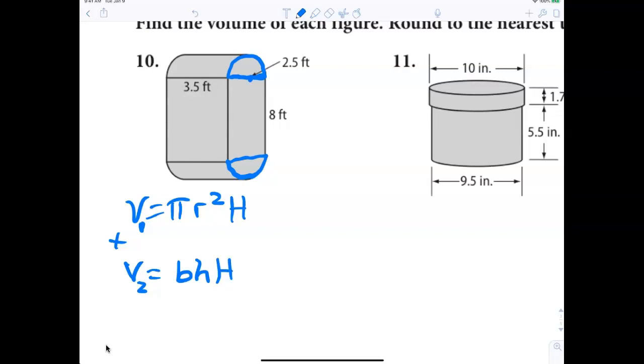So I have pi. Now what is the radius of the cylinder? What would be the radius of the cylinder? What is it? 1.25. All right, 1.25. And then you square it. Now some kids last class had a little trouble with the height. What's the height of the cylinder?